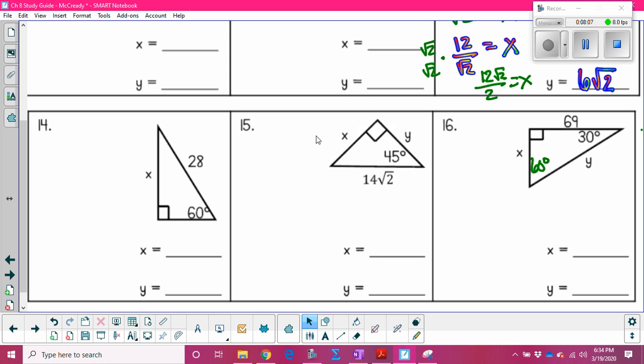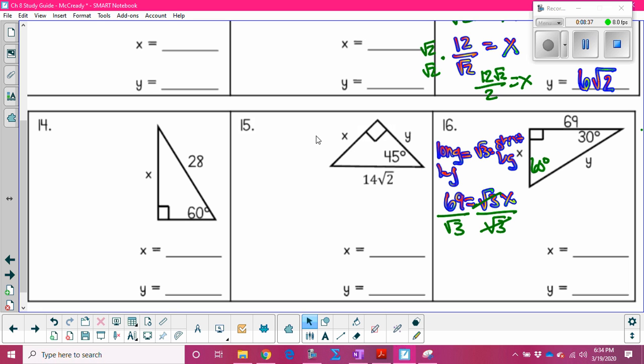I'm just going to write the equation first. So you have the long leg is equal to the square root of 3 times the short leg. Okay, so the long leg here is 69. So 69 equals the square root of 3 times x. Same situation we had a while ago. You have to divide both sides by the square root of 3 to solve for x.